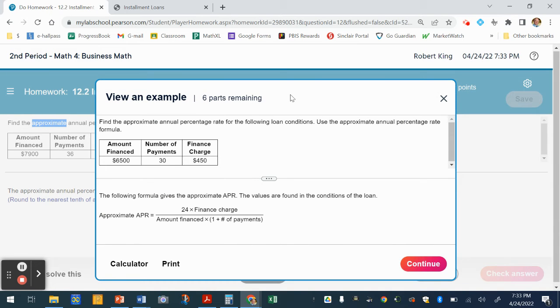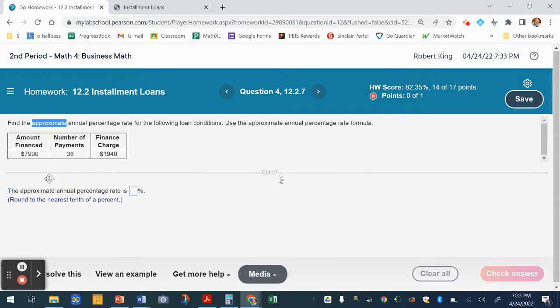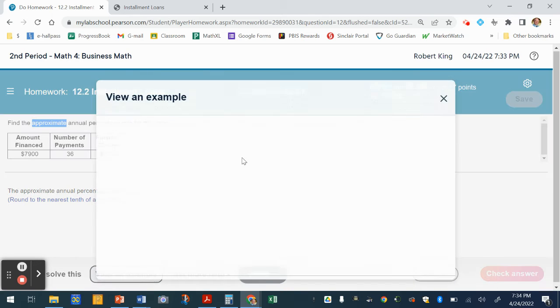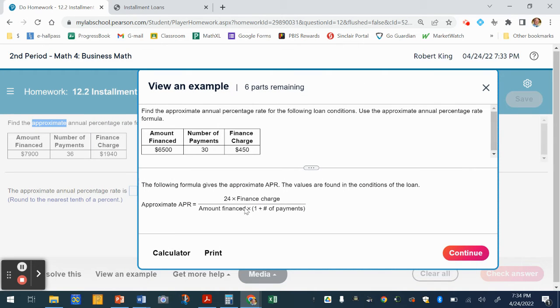And the formula is 24 times the finance charge divided by the amount financed times 1 plus the number of payments. So let's work through this one. They already told us the finance charge. That's $1,940. There's 36 payments. And remember, you're going to add 1 to that. So again, looking at the formula, it's going to be 24 times this 1,940 divided by the amount financed, 7,900, times 37, because we're going to add 1 to those payments.